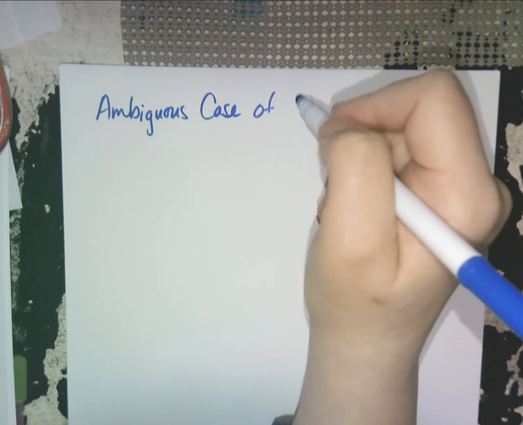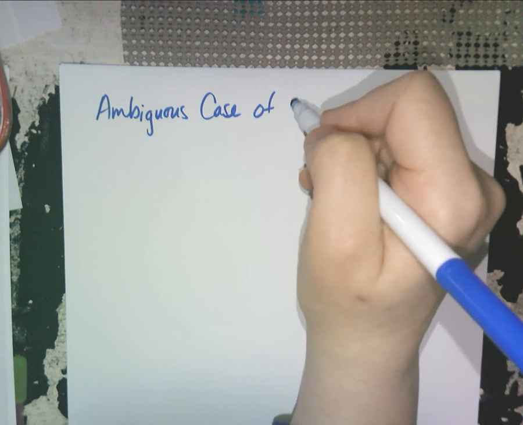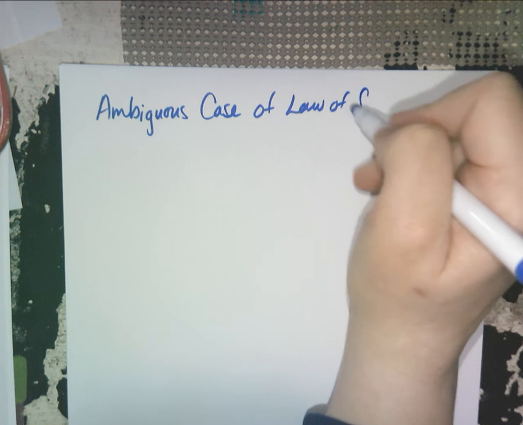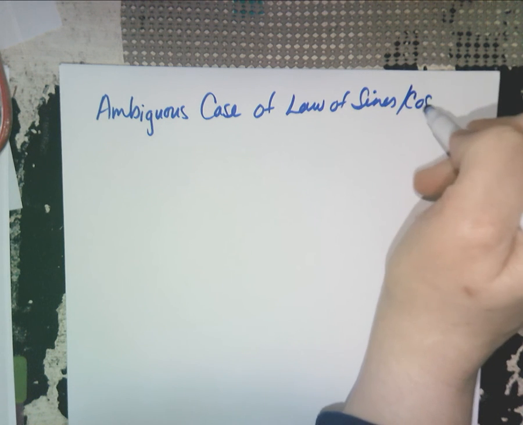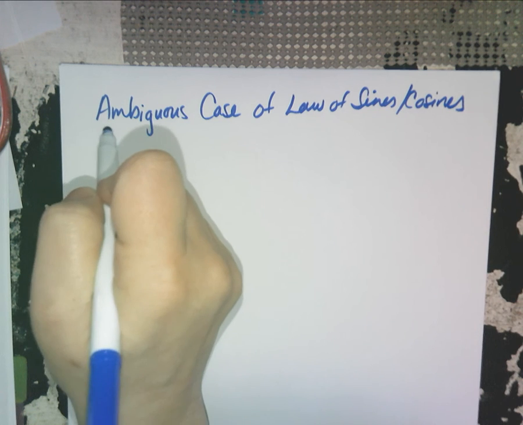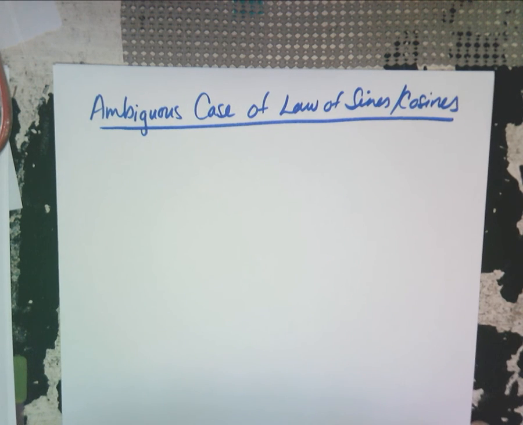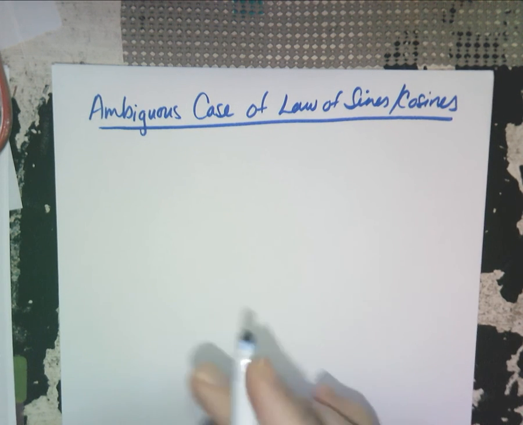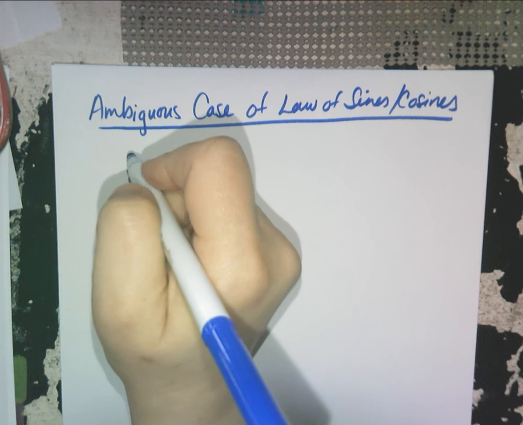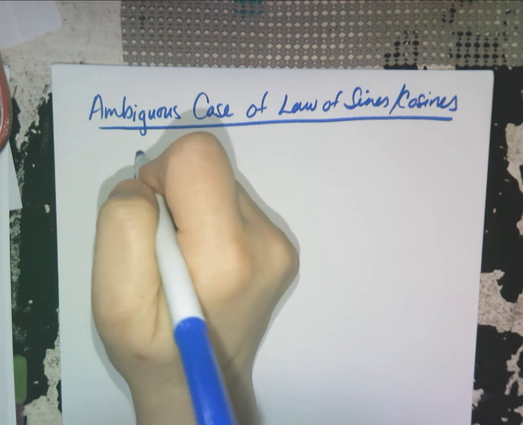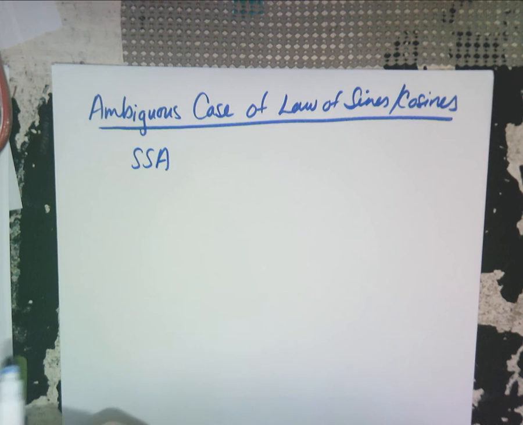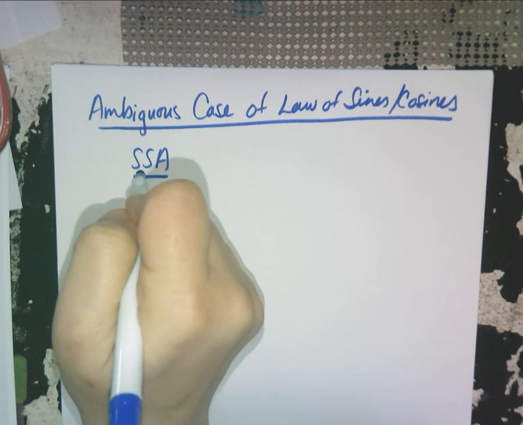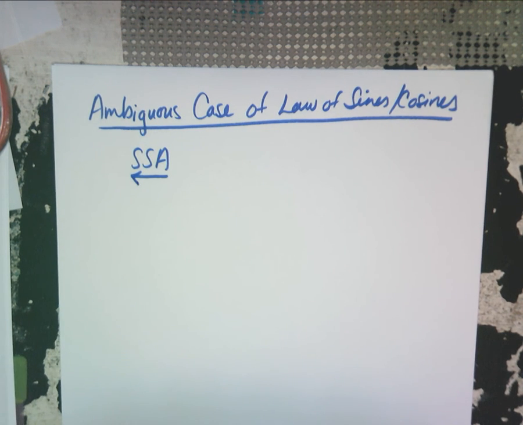There are what's known as ambiguous cases of law of sines and cosines. So let me explain what happens. Do you remember back in geometry when you had side-side-angle? You are not allowed to have side-side-angle. Did you know that in geometry, remember?